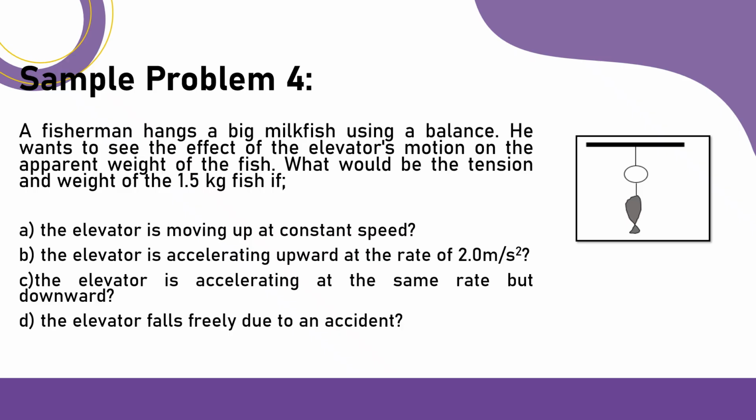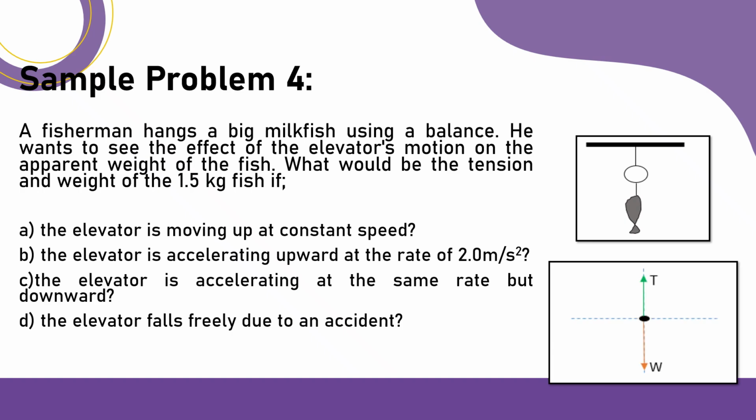Now for the next problem, a fisherman hangs a big milkfish using a balance. He wants to see the effect of the elevator's motion on the apparent weight of the fish. What would be the tension and weight of the 1.5 kilogram fish if A, the elevator is moving up at constant speed, B, the elevator is accelerating upward at the rate of 2 meters per second squared, C, the elevator is accelerating at the same rate but downward, and D, the elevator falls freely due to an accident. This is our free body diagram to see the forces working on the fish.